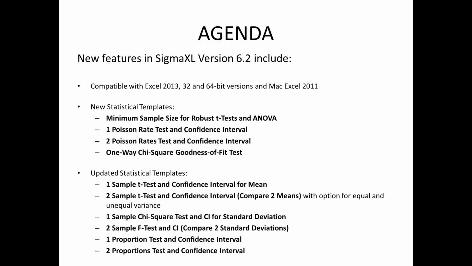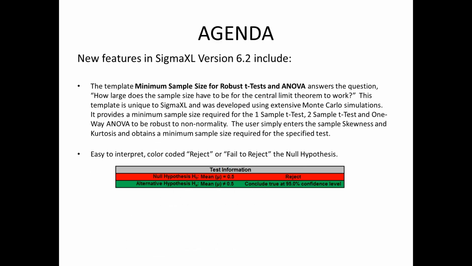The new templates that we have include a minimum sample size for robust T-tests and ANOVA, one Poisson Rate test, two Poisson Rates test, and a one-way chi-square goodness of fit test. We've also updated the templates One-sample T, Two-sample T, One-sample chi-square test for standard deviation, Two-sample T-test, and 1 and 2 proportions.